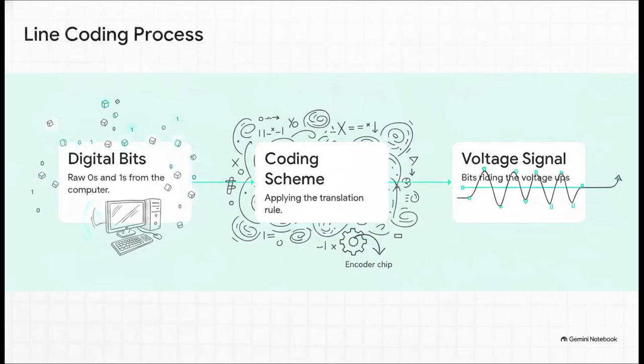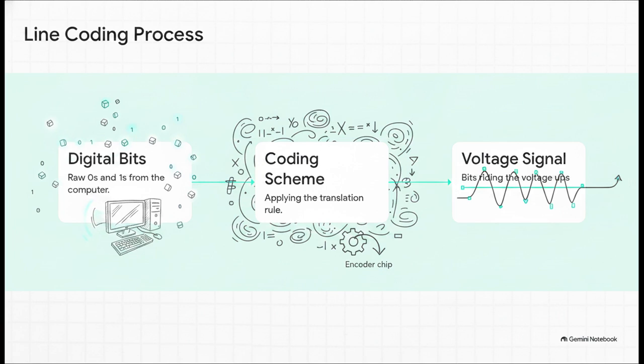I want you to literally visualize the journey of a single piece of data as it leaves your computer right now. Step 1, we start with your digital bits. These are the pure, raw zeros and ones generated by your software, whether you're making a web request or streaming a video. Step 2, a line coding scheme is applied. You can think of this as the translation rule, or the encoder chip inside your network interface card. This chip looks at your binary bits and decides exactly how the electrical voltage should dance to represent them.